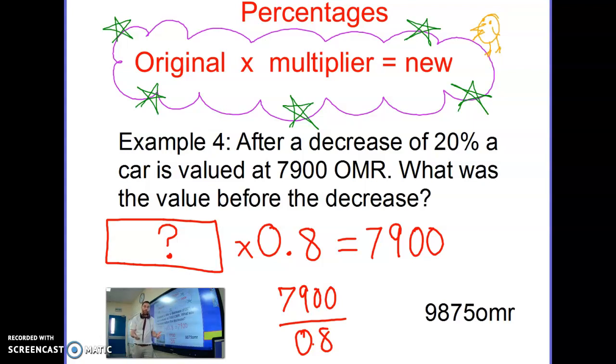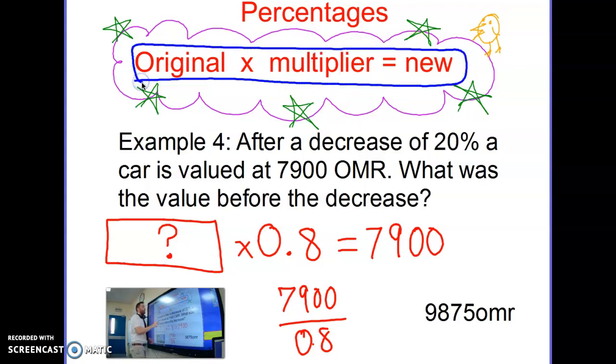That's it. If you need to go back and watch that, that was a quick run through of reverse percentages. But all the information is there. This number sentence at the top, that formula at the top, original times multiplier equals new. Write that down, fill in what you know, and then work backwards.